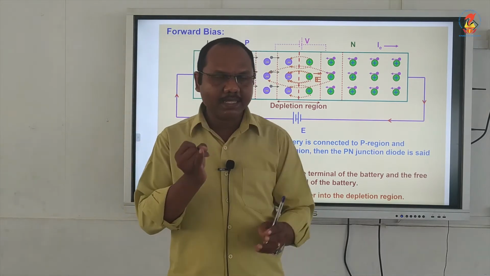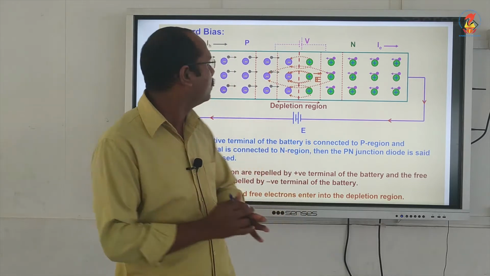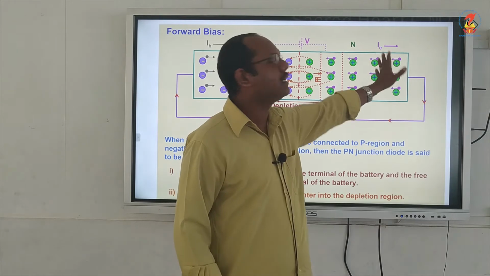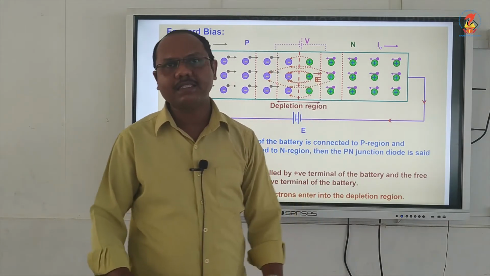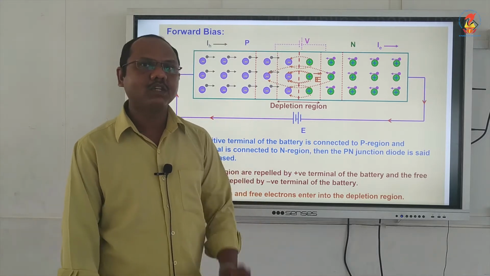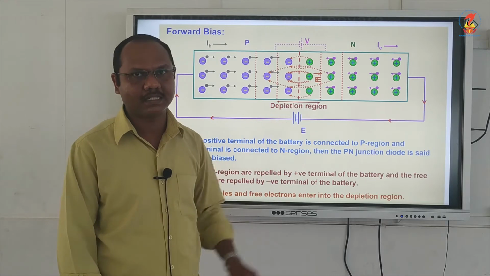So we can say like this: the positive terminal of the battery is connected to the P region and the negative terminal of the battery is connected to the N region. Then we can say the PN junction diode is in forward bias. So let us see what will happen when the diode is in forward bias.